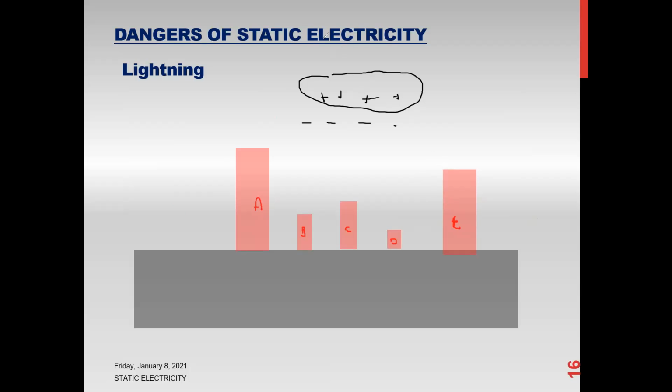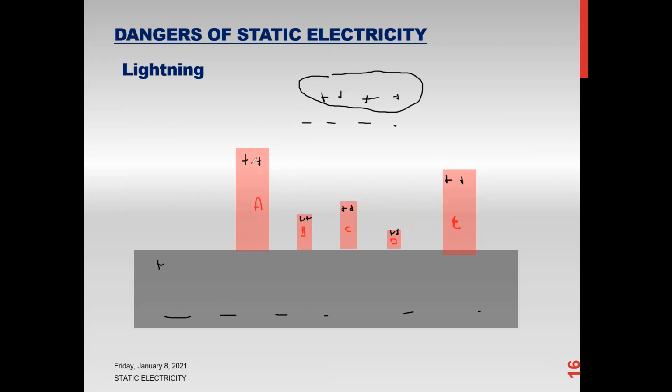Likely it will strike building A. What is the reason? Because the negative charge in the air causes induction, like the earth. The positive charges cause the induction. Induction means creating a distribution of the charge, so it creates a positive and negative charge.